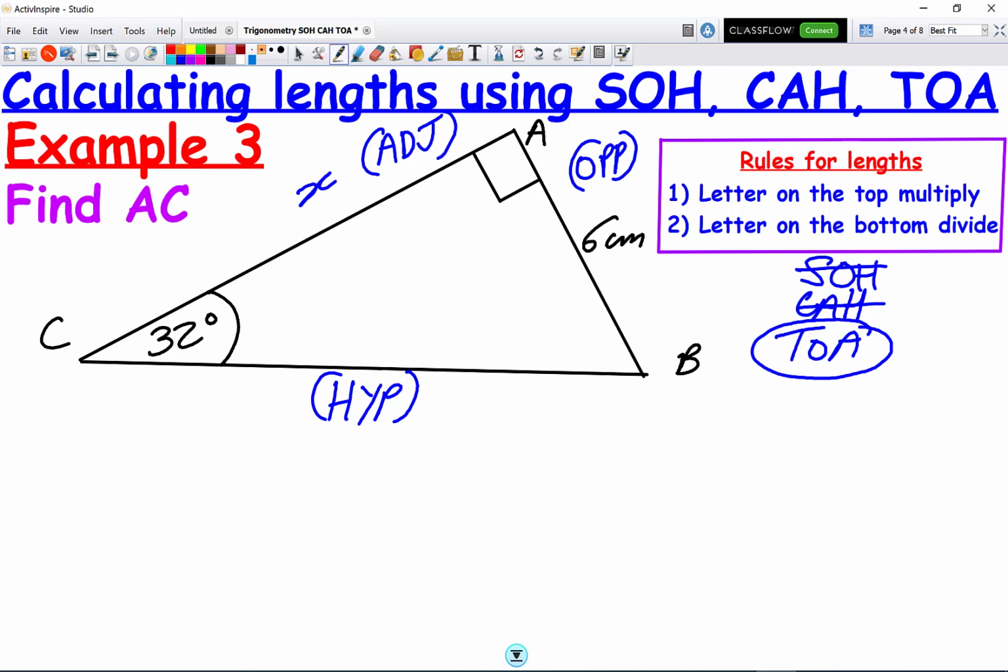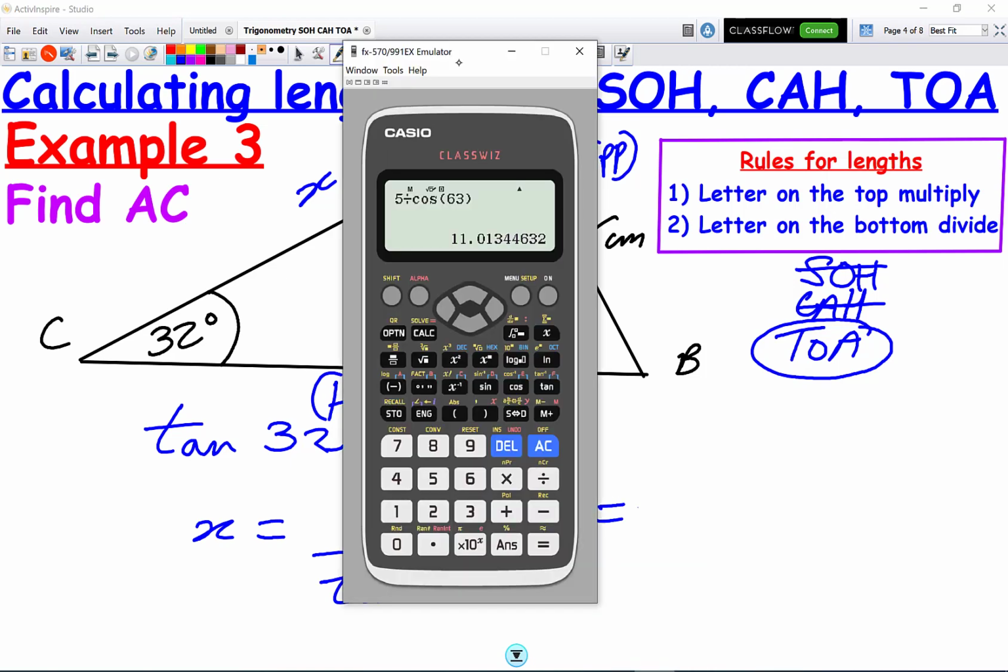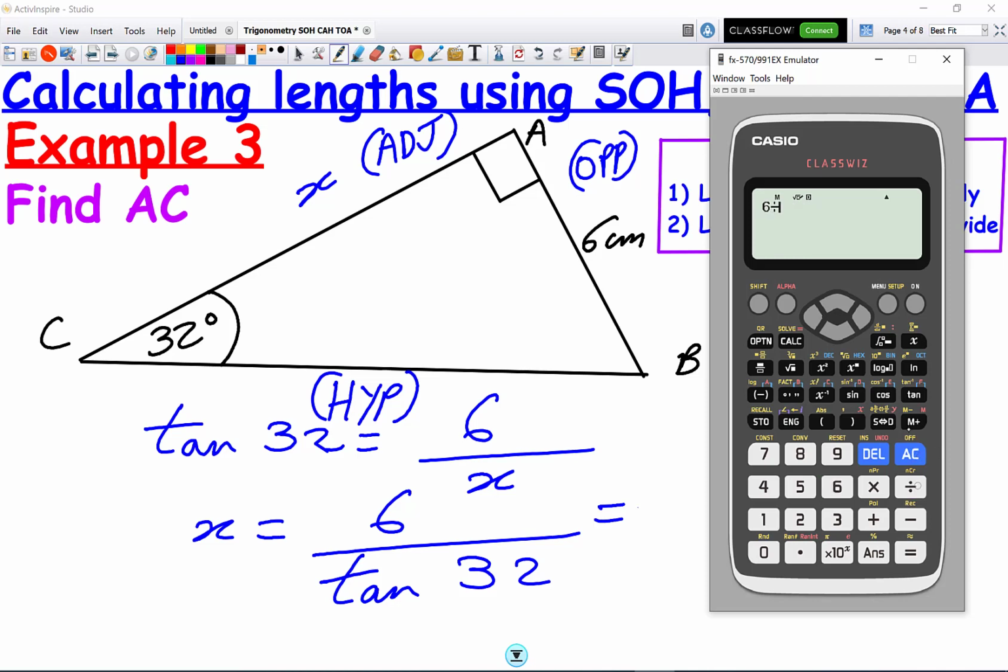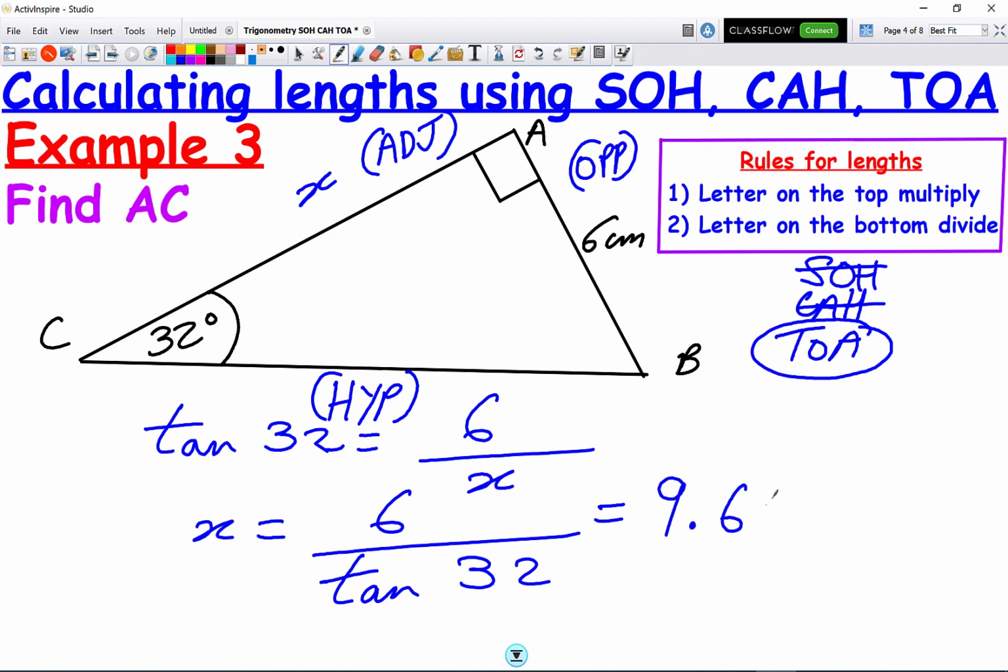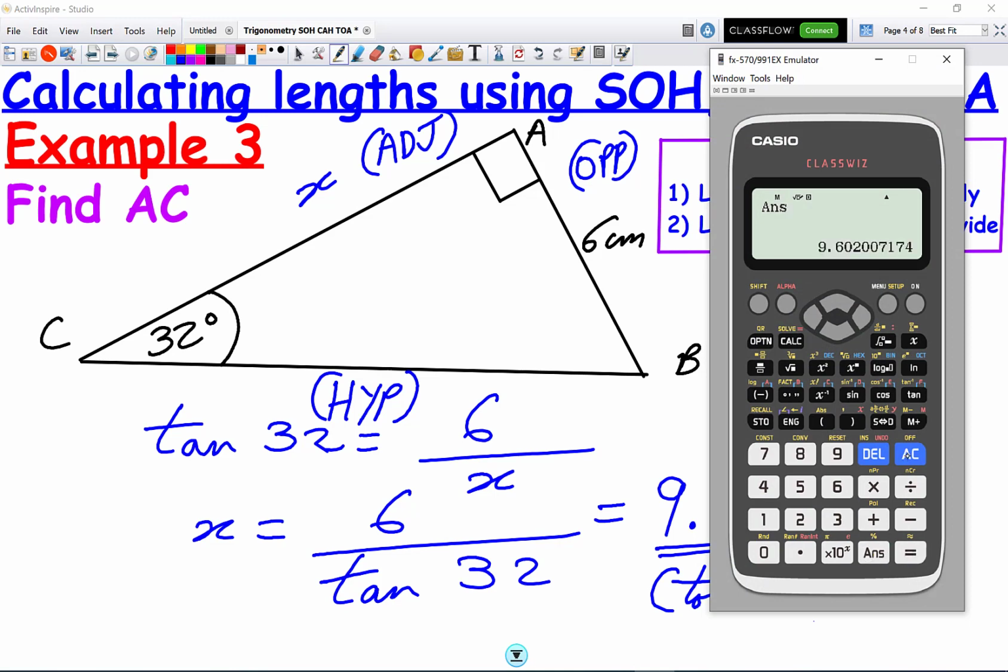And that stands for tan. So it's tan of the angle, which is 32, equal to the opposite side, which is 6, divided by the adjacent side, in our case X. Again, the letter is on the bottom, so we divide. X is going to be 6 over tan 32. Then we get our calculator out. It's 6 divided by tan 32, and that gives me 9.60. So the answer is 9.60 centimeters, rounded to 3 significant figures. That's it, and we are done.